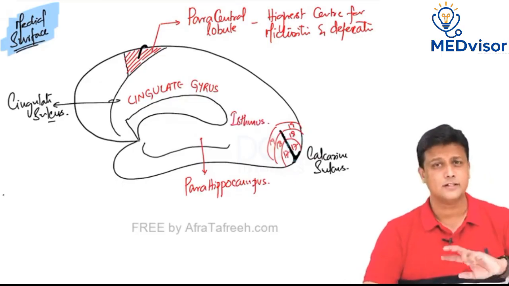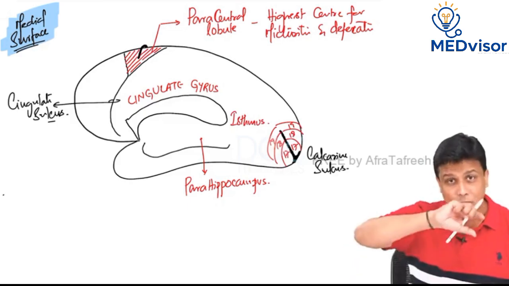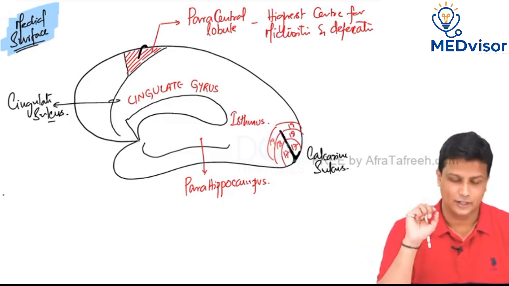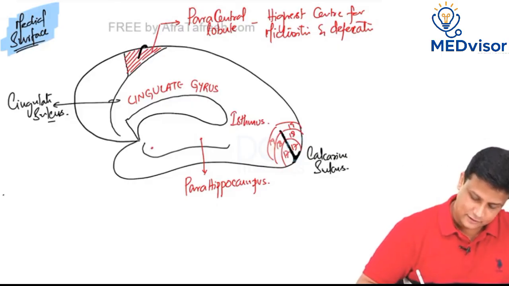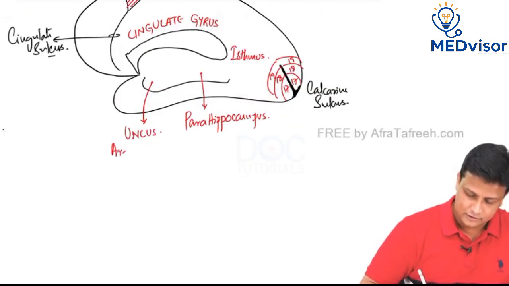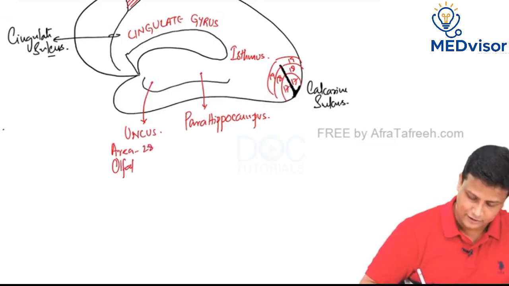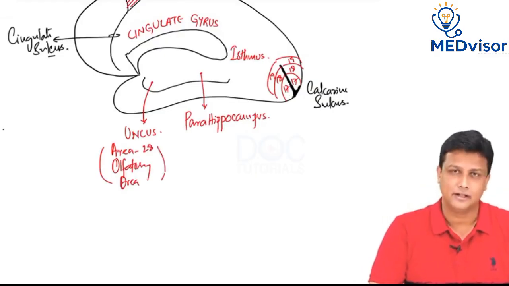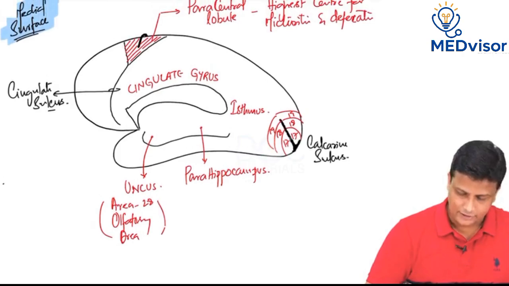This area is referred to as what, guys? Isthmus. So you can just remember that the cingulate gyrus is connected to the parahippocampal gyrus with the help of that isthmus over there. And then what about this area? This is referred to as uncus. And what is the importance of this uncus over here? Uncus is actually the area number 28, and that will be your olfactory area, the primary olfactory area. Uncus is nothing but the area number 28, and that is your primary olfactory area. That is one point clear over there.